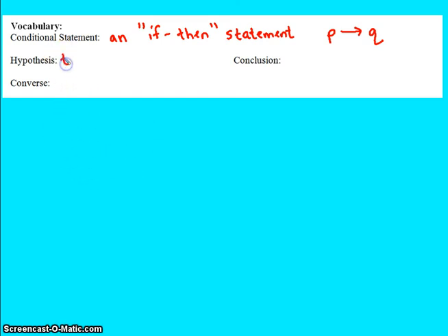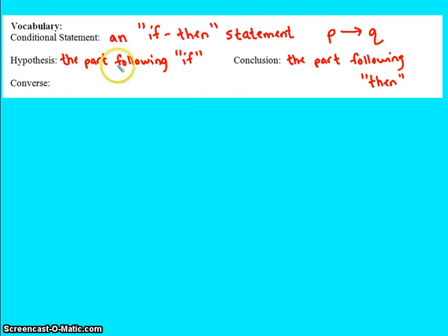The hypothesis is the part following if. And the conclusion is the part following then. In other words, the hypothesis does not include if, and the conclusion does not include then, but it's the part following that. And so in your if P, then Q, P is the hypothesis and Q is the conclusion.